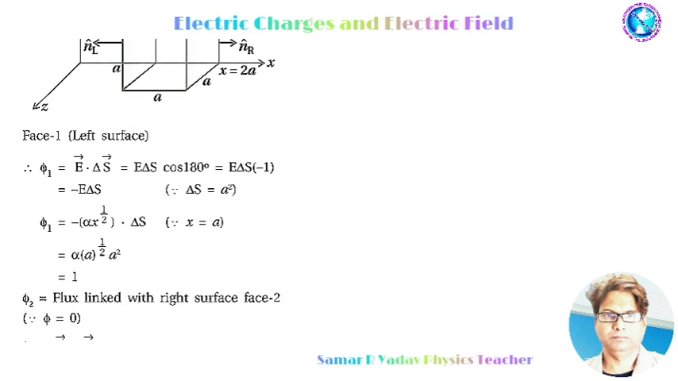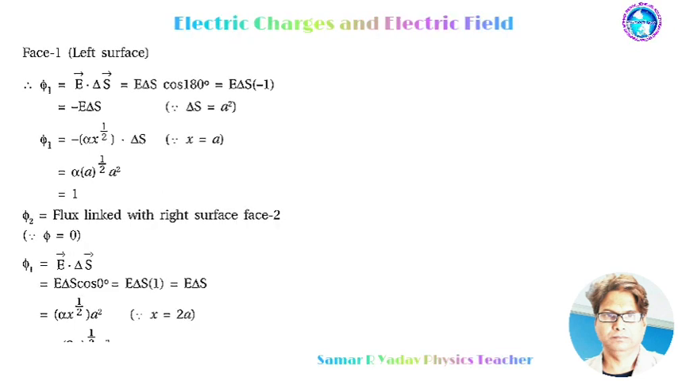Therefore phi is equal to minus (alpha x raised to 1/2) times delta S. X is equal to a, which is equal to alpha (a raised to 1/2) a squared. Therefore phi 1 is equal to minus alpha a raised to 3/2, plus phi 2. Therefore phi 2 is the flux linked with the right surface, face 2.